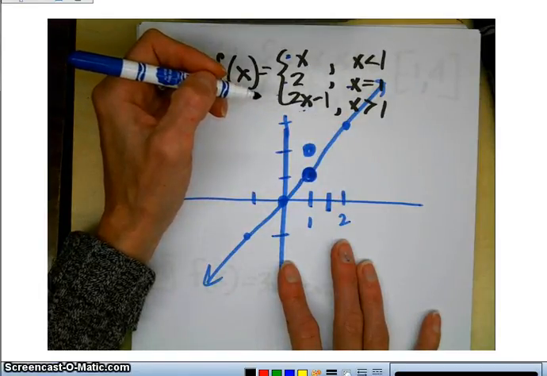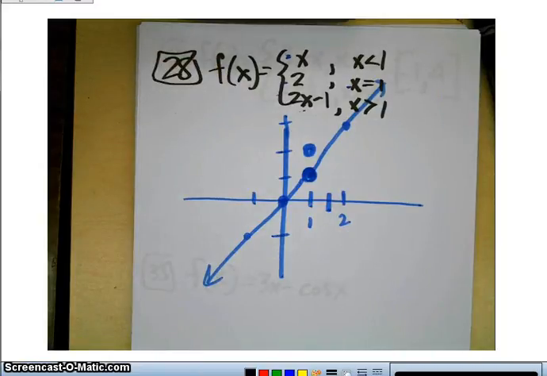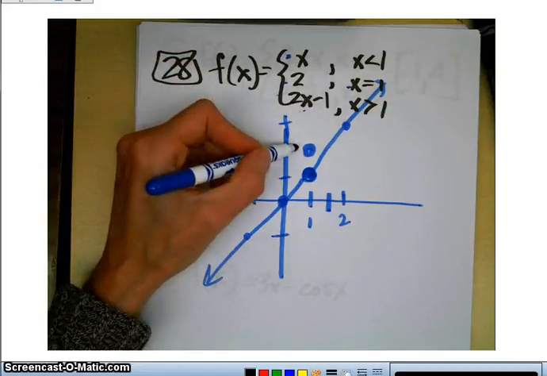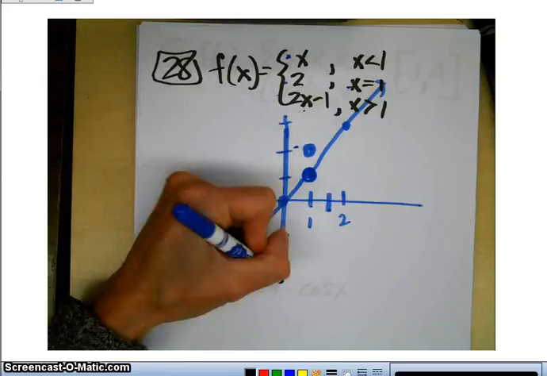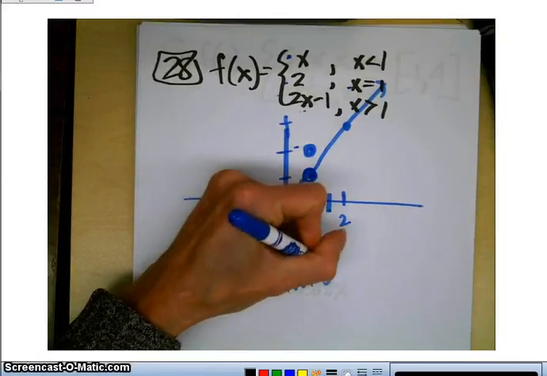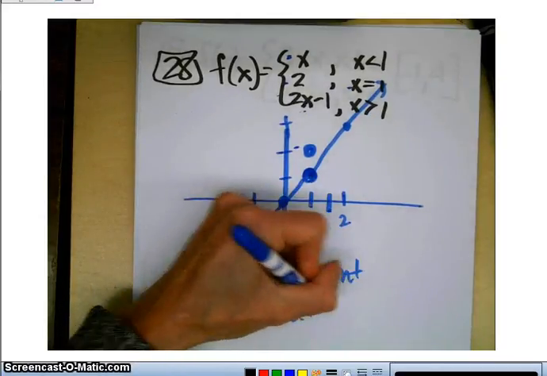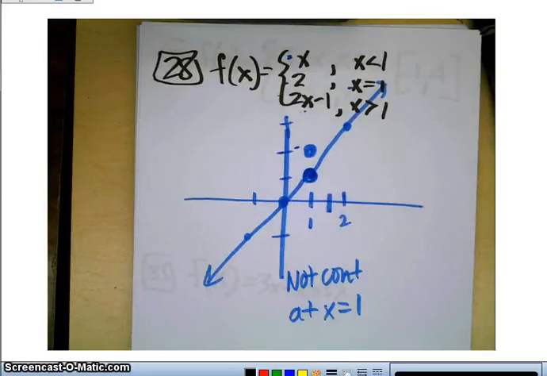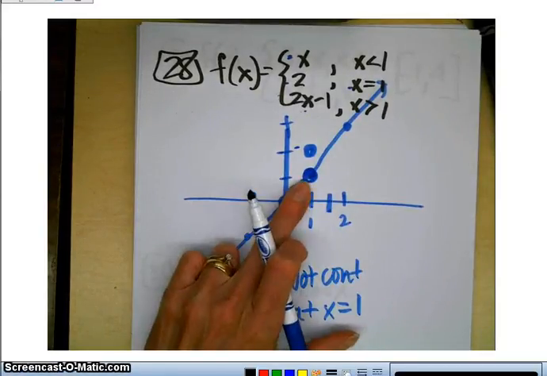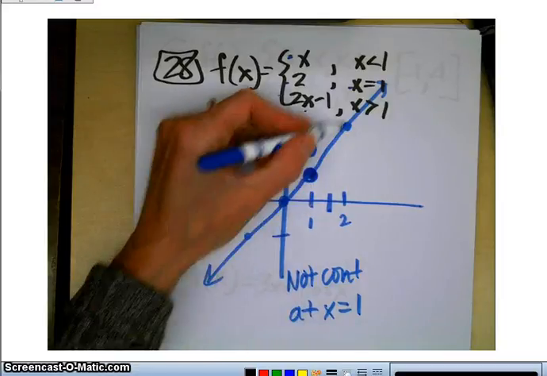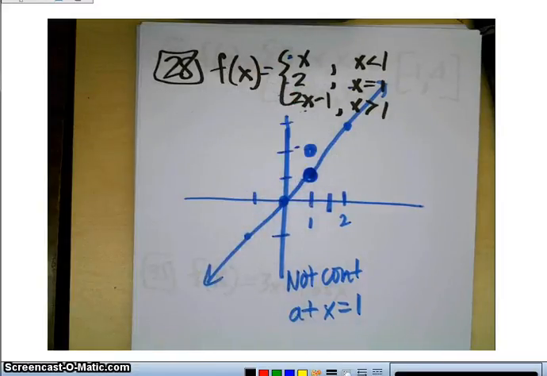So I guess, is this continuous everywhere? It may look like it is, but in order to get that point right there, you're going to have to lift your pen or pencil. So this is not continuous at x equals 1. Regardless of the fact that that ended up being closed, and this line should probably have a little more slant than that one does, but it gives you an idea.